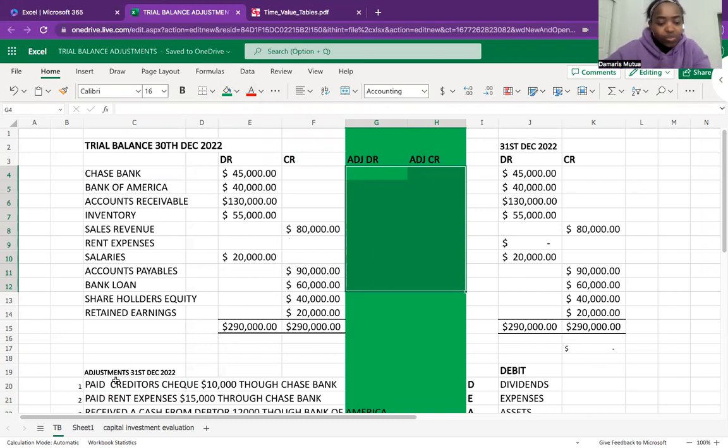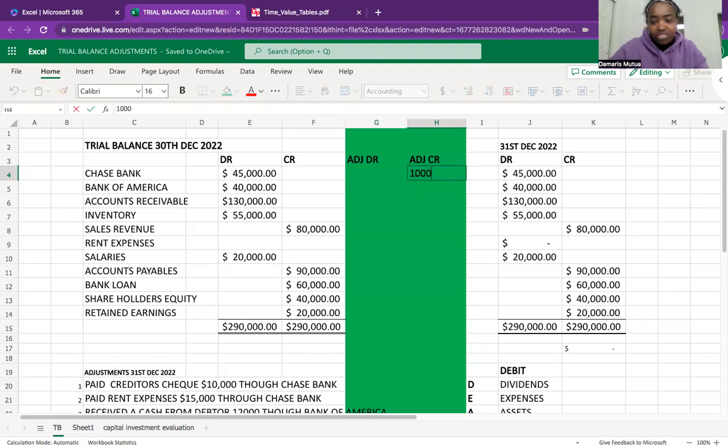So the first one is we paid creditors via check through Chase Bank. So Chase Bank has a debit balance. It's a bank. So we're going to be crediting. So to make that adjustment, we credit our bank to reduce the bank balance. Then our creditors are down here. So we are reducing, so we debit.